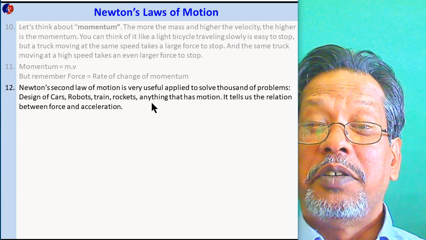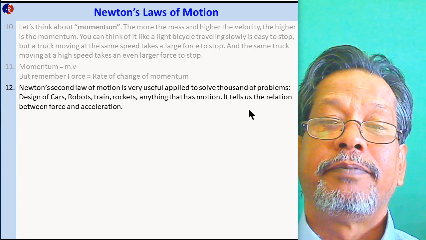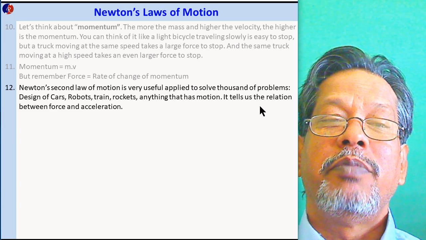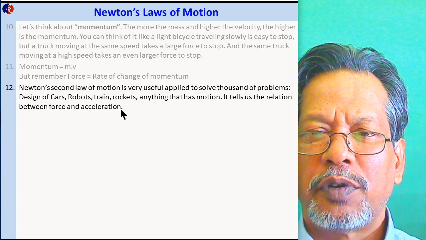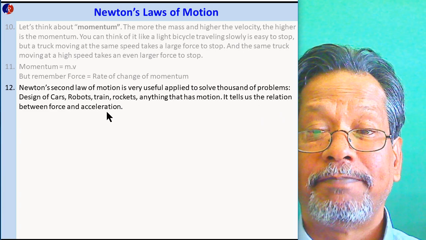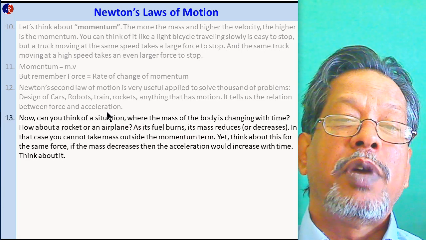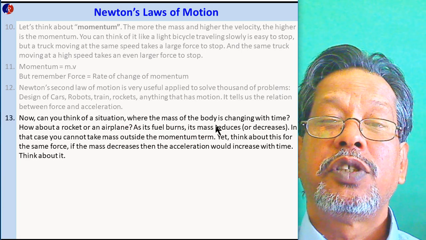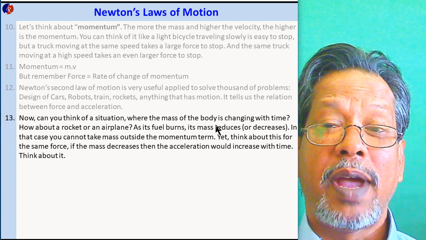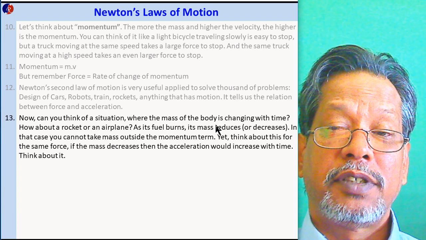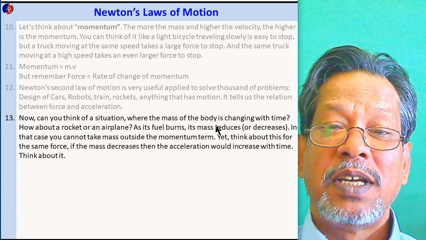About 300 years ago. Anything that has motion, you apply it. It tells us the relation between force and acceleration. Of course, mass is involved in the formula. They should understand this. Now, can you think of a situation where the mass of a body is changing with time? We took mass out of the momentum and left it to the acceleration, the rate of change of velocity.